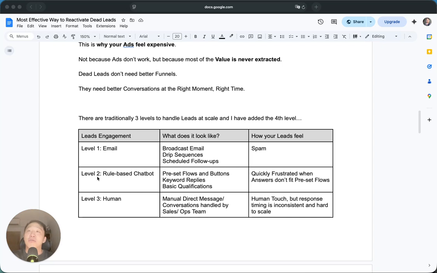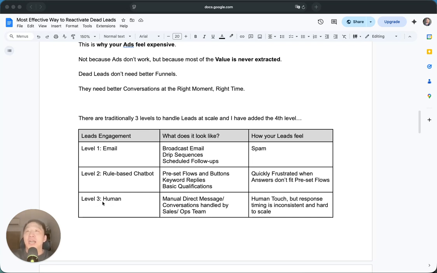Next, level 2 is the rule-based chatbot. You have preset flows and buttons that you can press, or keyword replies, basic qualifications that your rule-based chatbot can process. How does your lead feel? They quickly get frustrated when answers don't fit preset flows. You can just tell that it is a rule-based chatbot.